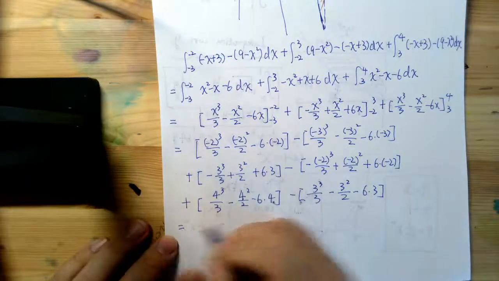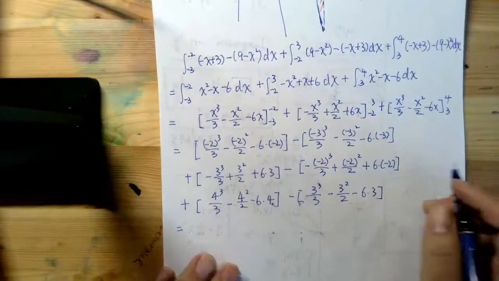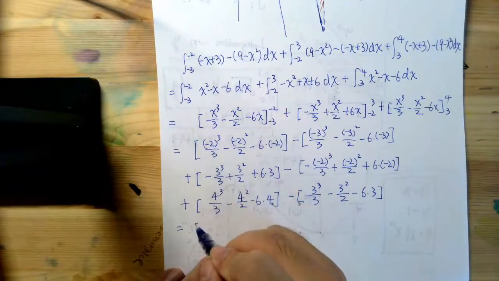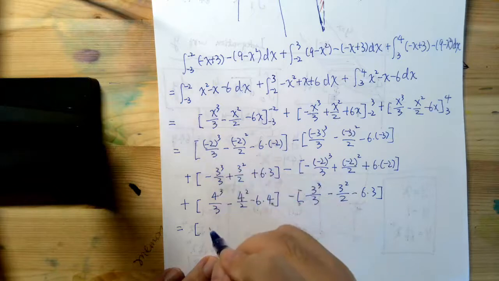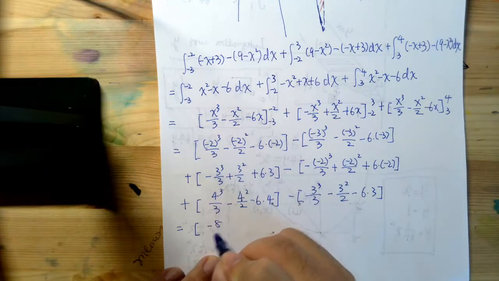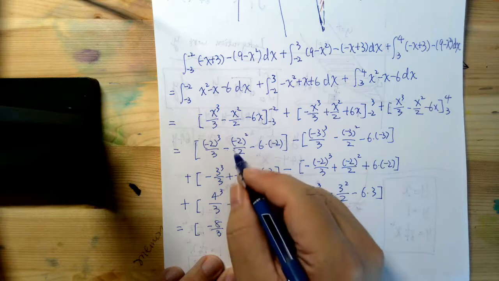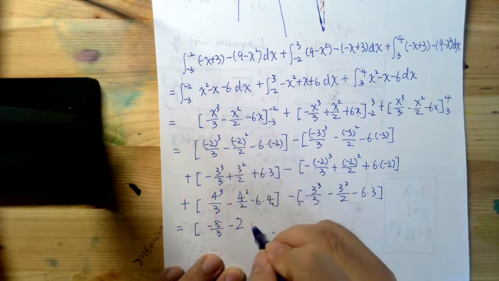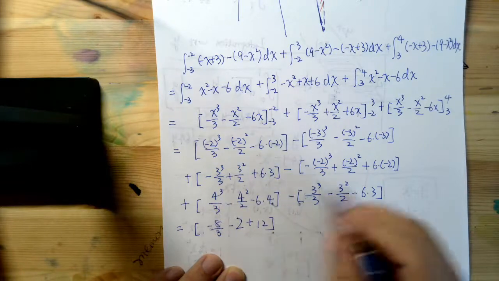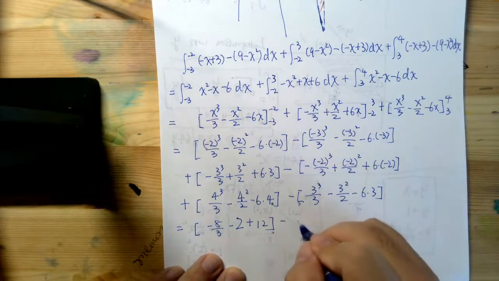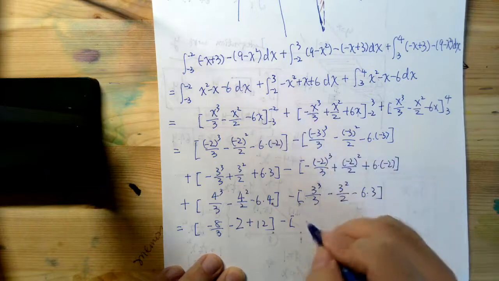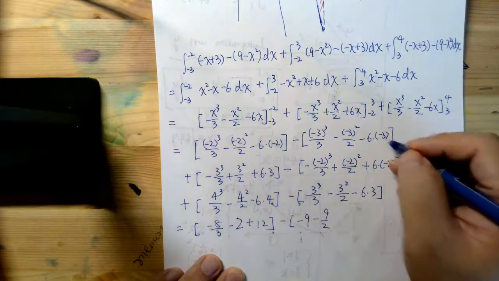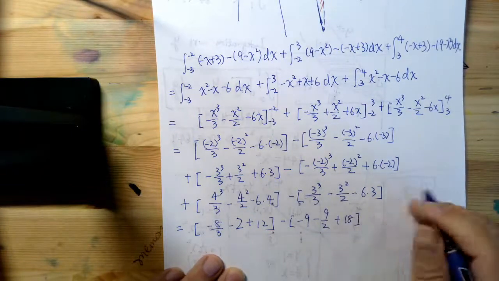But sometimes with calculations you might make mistakes. So let's see. If we simplify, this is going to be negative 8 over 3, and then minus 2, plus 12. And then minus, this is going to be negative 9 over 2, plus 18.